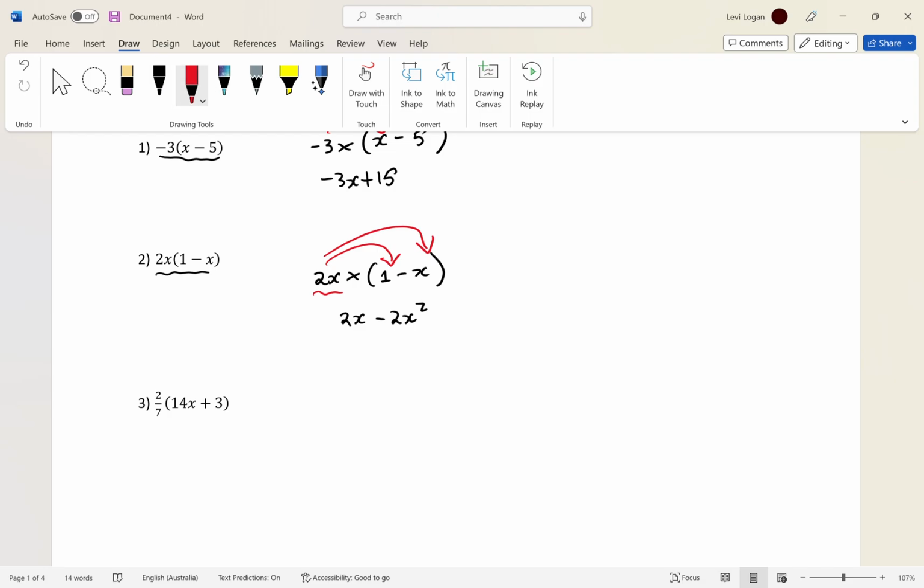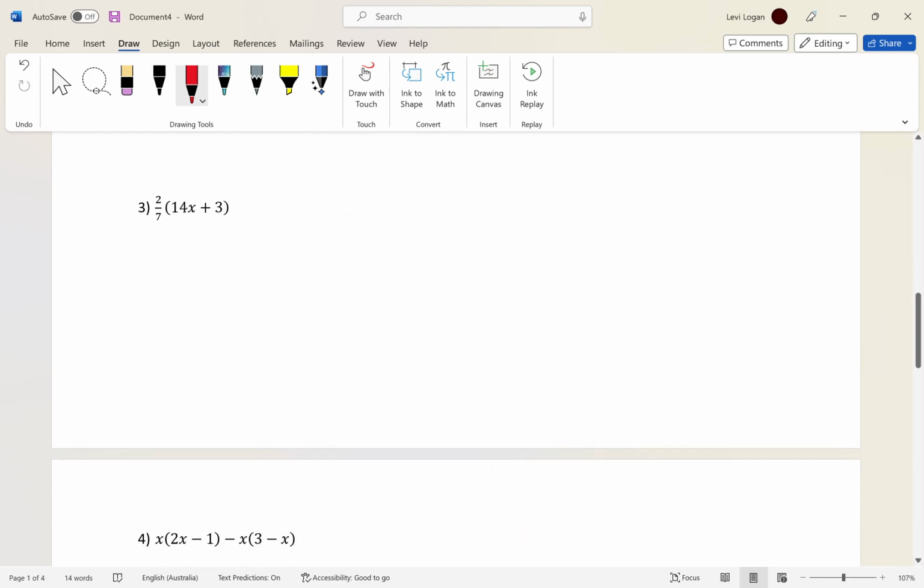Now, as you can see, if you were to factor out 2x here, you'd get the same expression up here, okay? But that's not simplifying. This is expanding and simplifying. What I did before was factorizing. So all we're going to do is distribute the 2x into the 1 minus the x, and you should get 2x minus 2x squared. Alright, so let's go into question 3.